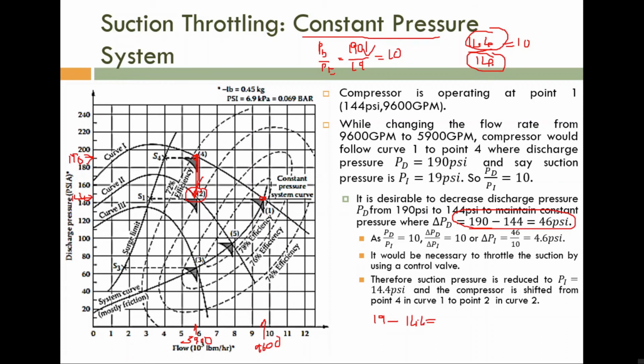144 divided by 14.4 is 10. So 19 minus 14.4, the pressure that we removed from the inlet side is 5.6 psi. So by removing this much pressure, 5.6 psi, from the suction line, we can maintain the discharge pressure at 144 psi. So this one is the operation.